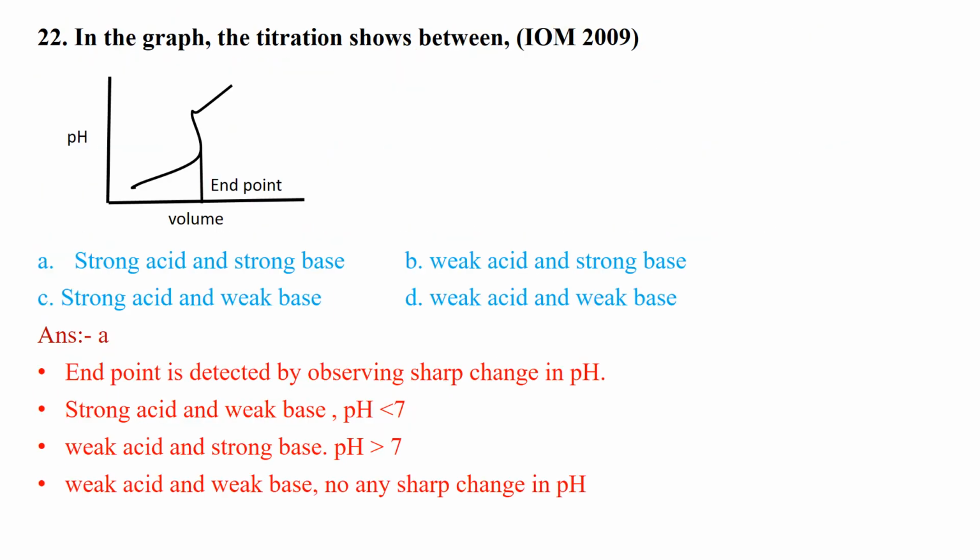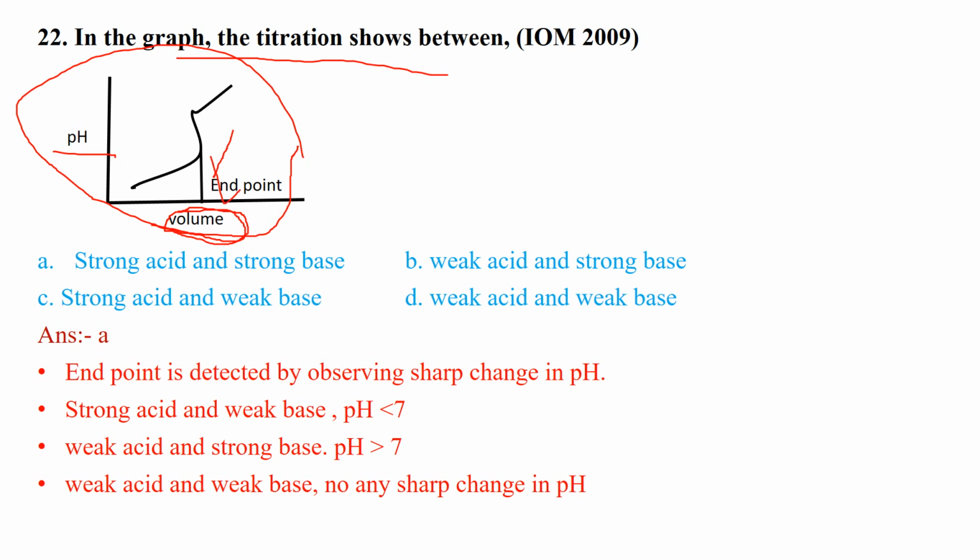Next question. In the graph, the titration shows a titration curve between pH and volume. On the y-axis pH is written, and on the x-axis the volume of base added from the burette. This is the end point of the titration, and this straight line represents the sharp change in pH during the neutralization. In the case of strong acid and strong base, the sharp change in pH falls in the region of 7, because the pH of a strong acid and strong base at the end point will be 7.